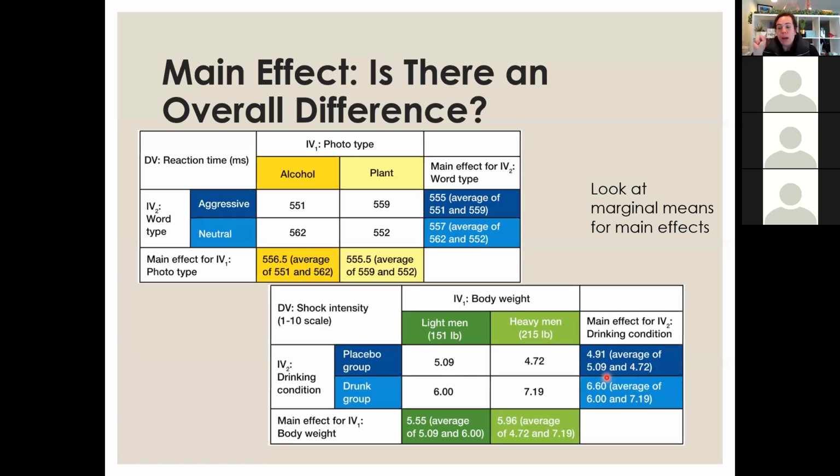The other one is body weight. Now we're stripping away alcohol. Just based on your body weight, are you more likely to shock? I average these two, which gives me 5.55. I average these two, which gives me 5.96. These are fairly similar, within 0.4 of one another. So there is no main effect of body weight, which makes sense. Whether you're light or heavy is not going to impact your shock intensity. Okay.